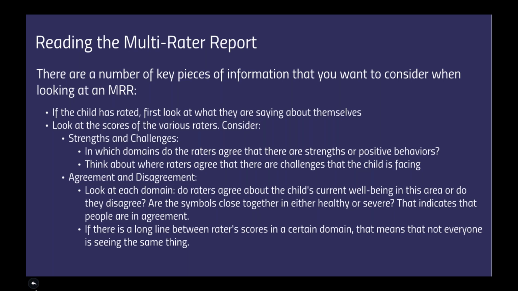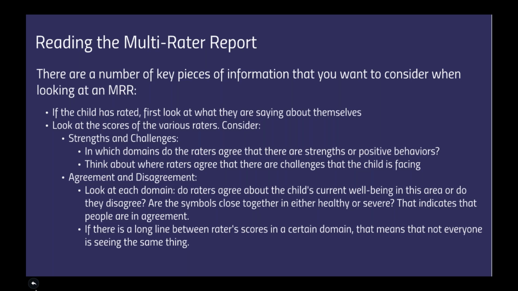Once you've looked at the child's scores, if they've participated, you also want to look at strengths and challenges. Are people agreeing that it's a strength for the child, so it's in the healthy range for that domain? Are people agreeing that it's in the severe range for that domain, which would be a significant challenge? Look at agreement and disagreement, whether people are agreeing on either side in a particular domain, or if there's a lot of disagreement. Are the symbols close together in either healthy or severe?